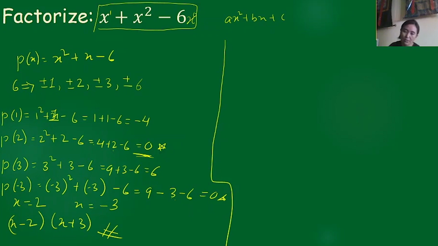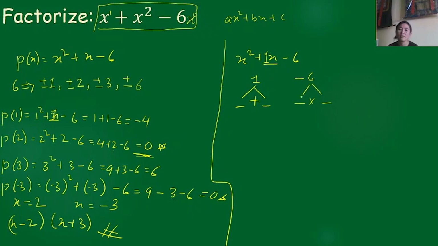Now to use the splitting the middle term method, we'll write the given polynomial first, that is x square plus x minus 6. Now here the middle term is, or the coefficient of x is 1, or 1x. Now you need to find two numbers whose sum is 1 and whose product is minus 6.